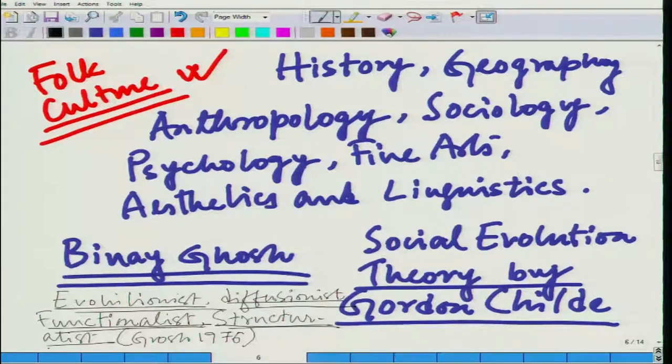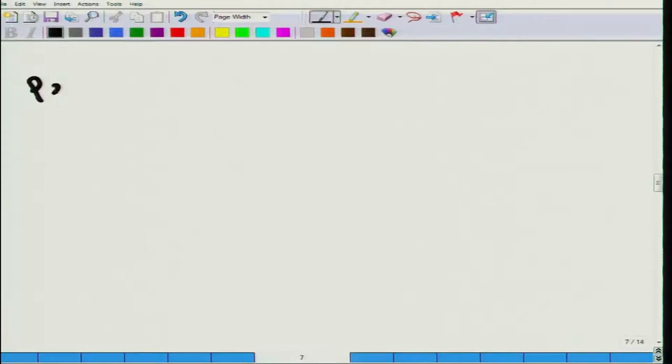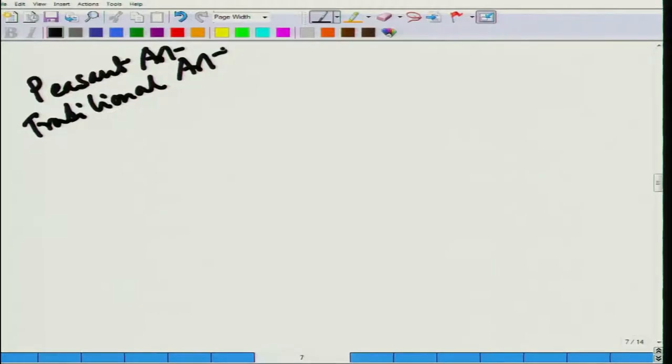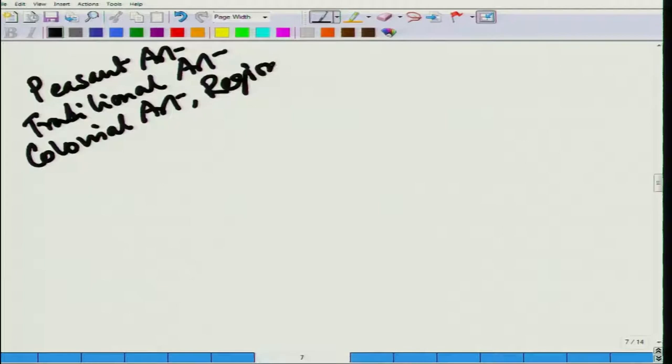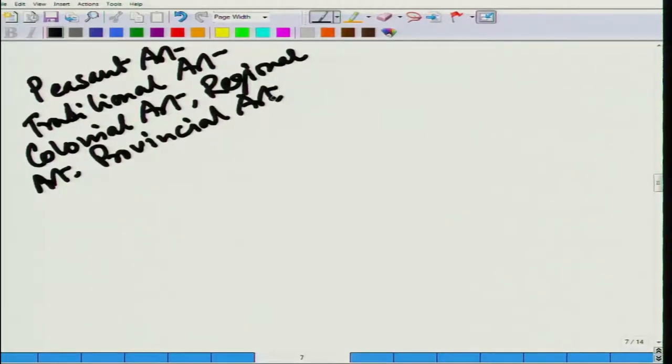In Europe, this kind of art practice is recognized as peasant art, traditional art, colonial art, regional art, provincial art, naive art, and so on. But the art forms have fine differences between them.